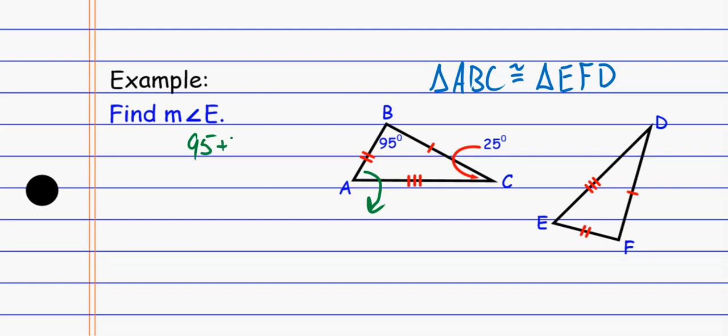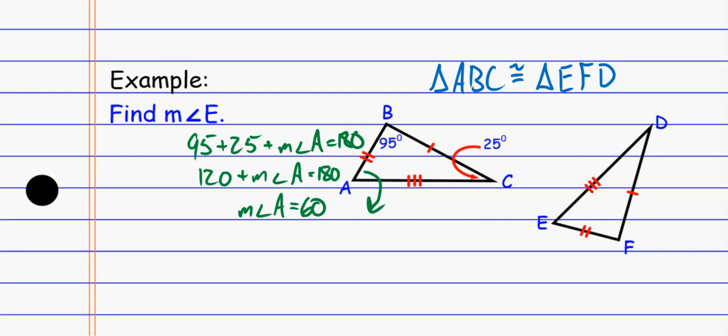So I've got 95 plus 25 plus the measure of angle A equals 180. And again, most of you can probably do this in your head, and that's okay. All right, so that's 120. And then we subtract that 120 from each side. Okay, and it's okay to do that one in your head. I understand if you want to do it that way. Okay, but just to show you that work for those of you who might be feeling a little bit lost to this point.